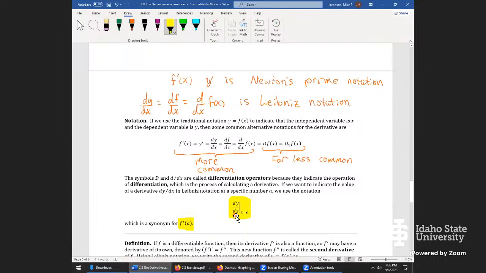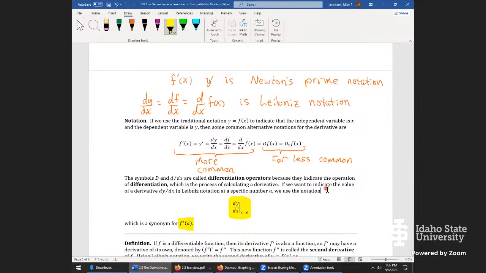Here it's saying take dy dx, that's just going to be the derivative. This vertical bar is considered to be an evaluation bar. You can read this as the derivative of y with respect to x evaluated at x equals a. Or we could write it this way, f prime at a. So those are the differentiation operators. Any questions or comments at the moment?